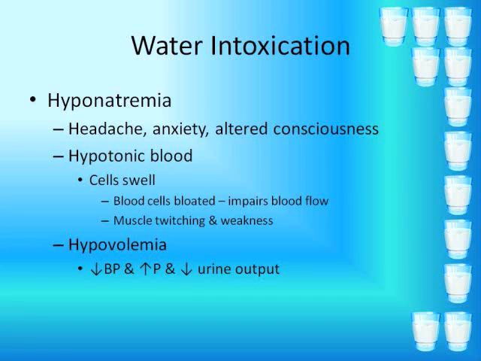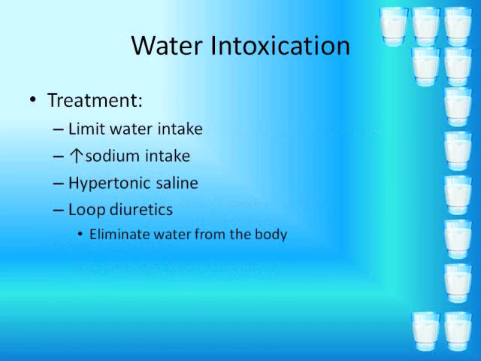The cells swell, the blood cells become bloated and impair the blood flow, and we're going to see some muscle twitching and weakness. We have hypovolemia. So we've got not a lot of blood, and what we do have, there's not enough of it. So we again are going to see a drop in blood pressure, an increase in pulse, and a drop in urine output. How do we treat it?